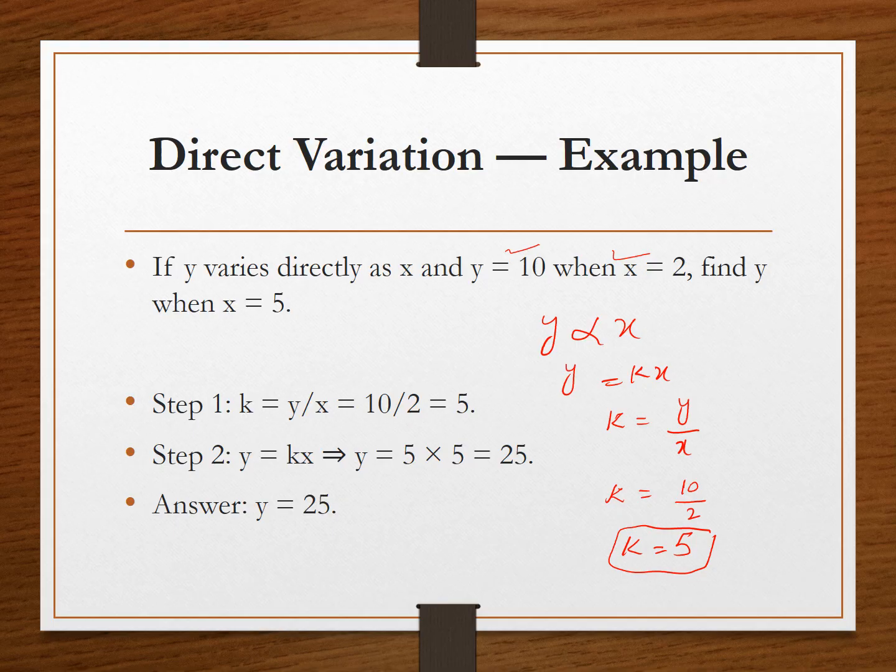Now next we have to find the value of y when x is equal to 5. Then we will use this relationship to find the value of y, as y = kx. So y = kx, and the value of k is 5 into, and the value of x is 5. So y = 5 × 5, 5 fives are 25. So the value of y is 25.